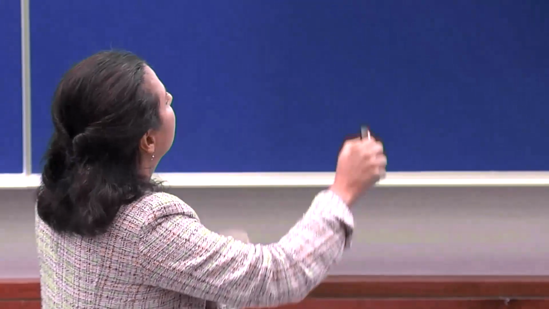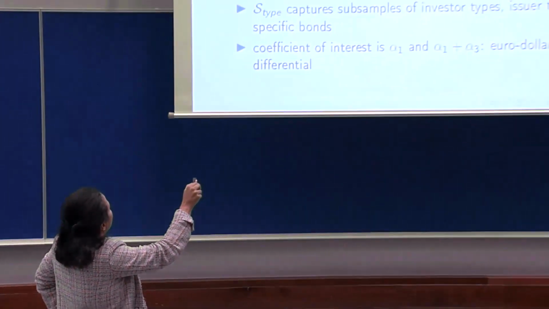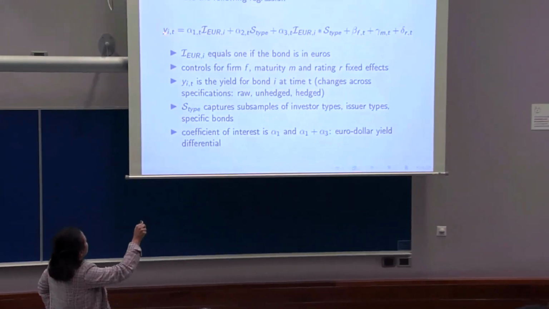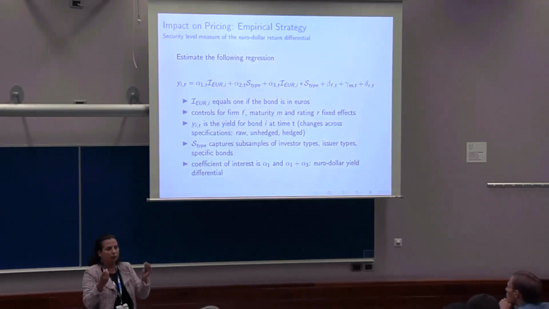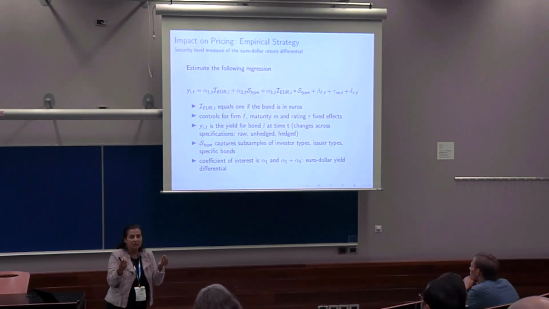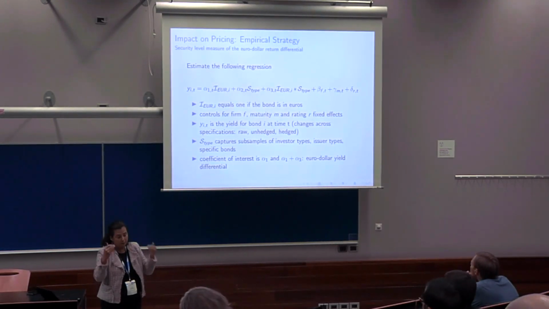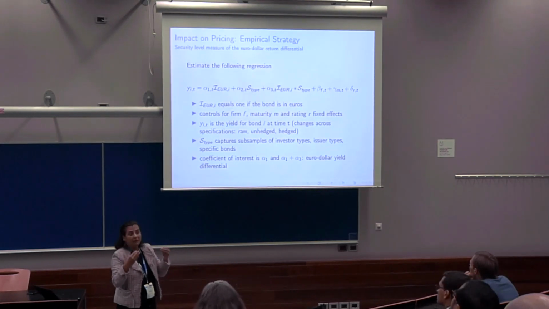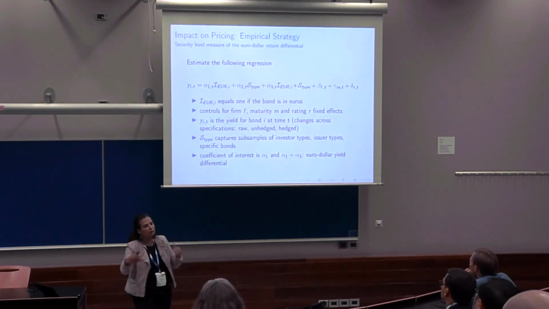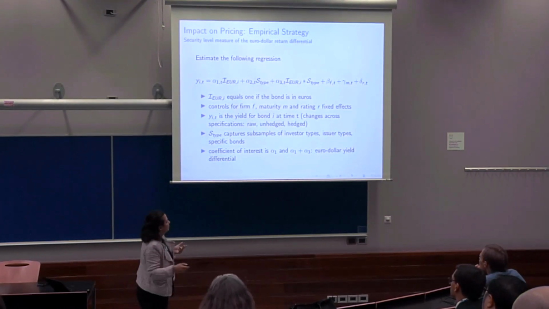So let me show you exactly our regression. We're going to run the following regression. Here is going to be the yield for bond i at time t. It is going to change across the specifications, whether we're just going to compare dollar to euro returns, but this is apples to oranges, or if we want to adjust for expected exchange rate depreciation, expected exchange rate movements, thinking about UIP and UIP deviations, or if we want to hedge for exchange rate deviations, thinking about CIP deviations.